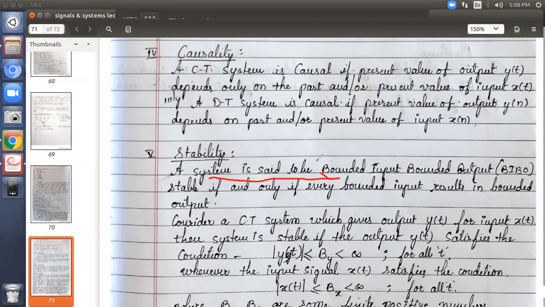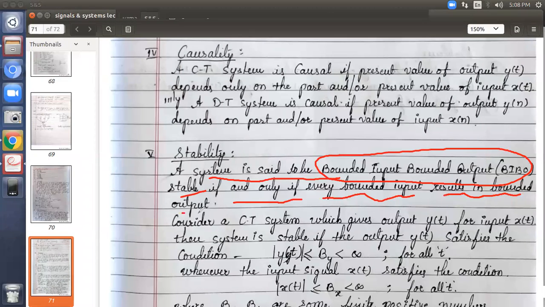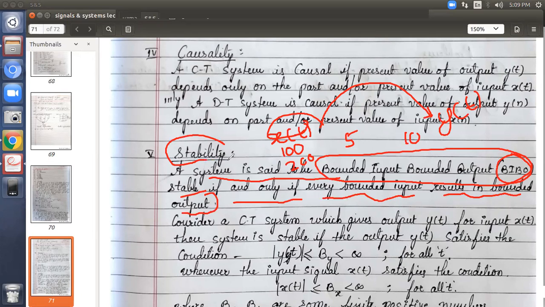A system is said to be bounded input, bounded output stable, if and only if every bounded input results in bounded output. So what do you mean by this? See, for any given signal or system, अगर आपका input signal limited है, it is not infinite, assume करो ये कुछ 100 है या 200 है, or if you calculate the value, say it has some 5 value, 10 value, some number which is countable. अगर ऐसा है तो अगर आपका output भी countable आता है, bounded output आता है, for a bounded input, if you get a bounded output, that's why it is called BIBO stable, bounded input, bounded output, then we call this stable. This is very important.